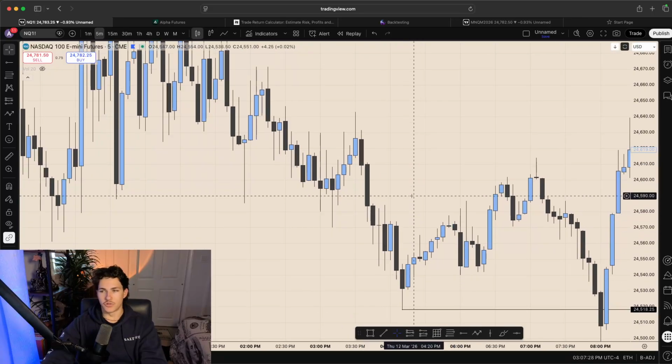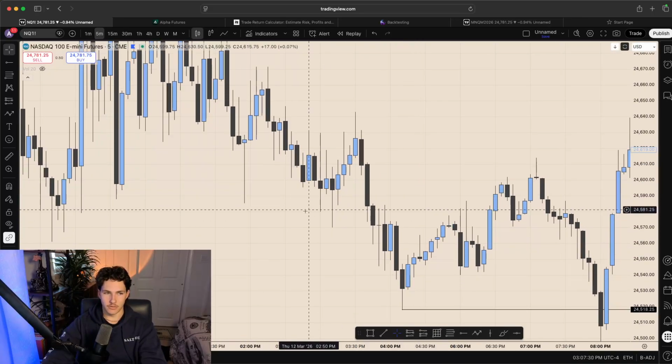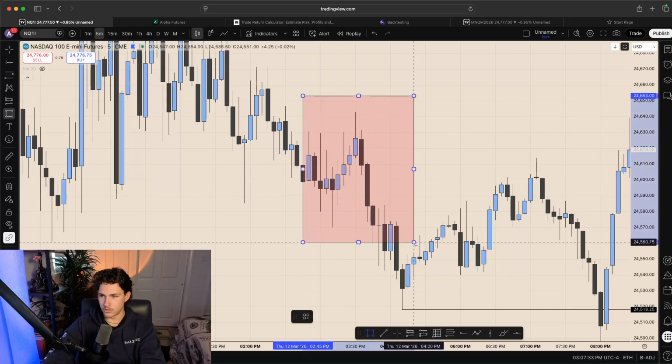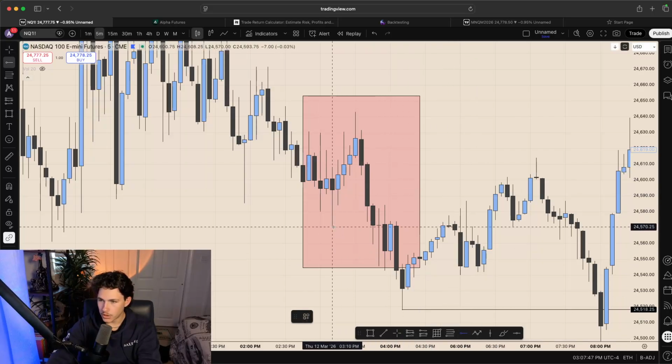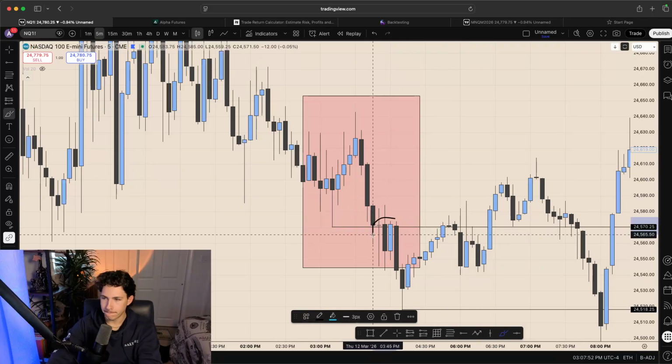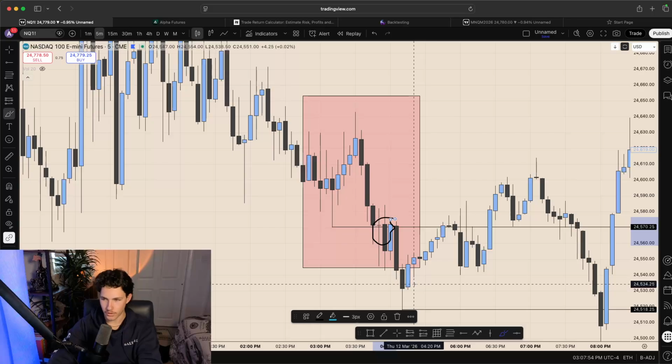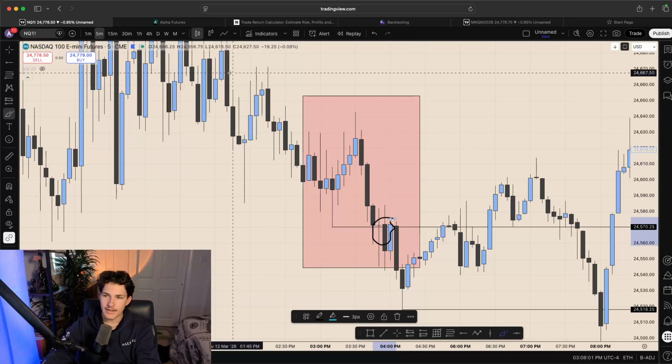Where do we see the break of structure? Do you see it? I'm going to outline a box. Do you see the break of structure within this box? I'll give you a couple seconds. Do you see it? I hope you're pointing to this. Right here. That candle right there broke structure. Why? Because we went down. You might say we were already in a downtrend.